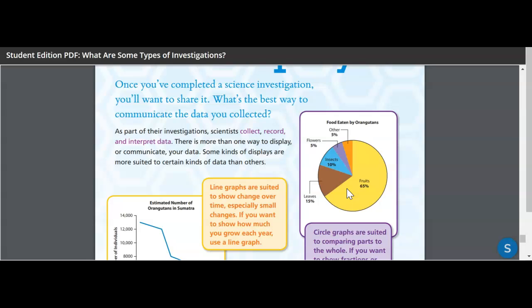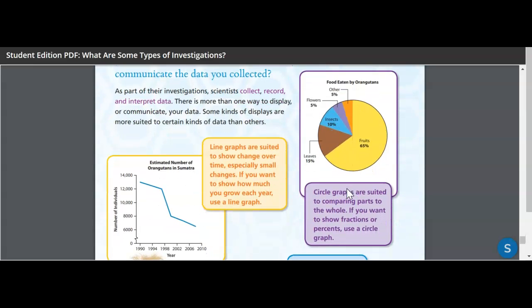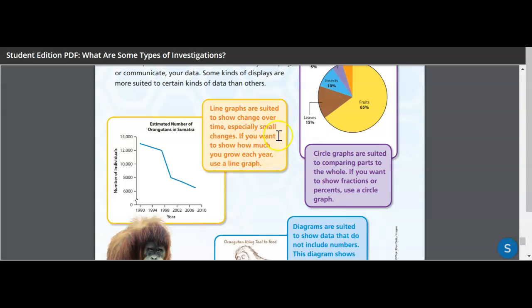So you use specific graphs to show specific pieces of scientific data. They need to be compatible. So line graphs are suited to show change, right? Either the line is going to go up, down, or it's going to be on a plateau, right? It just keeps going in a level direction. It doesn't really go up or down.